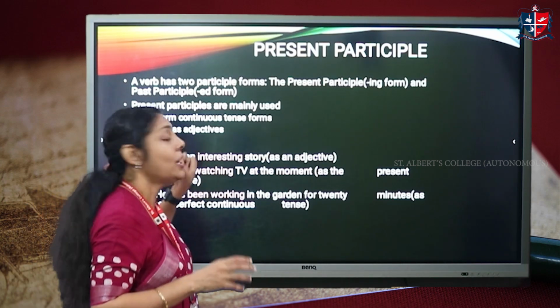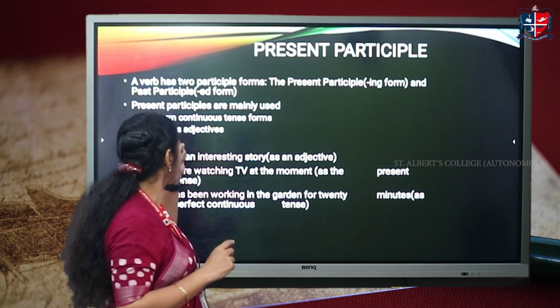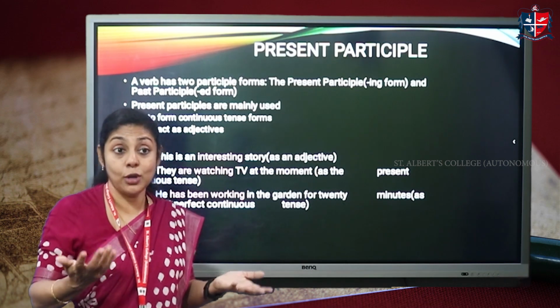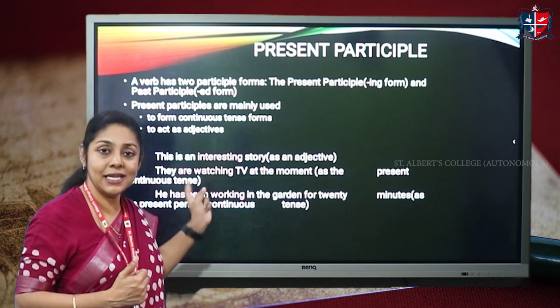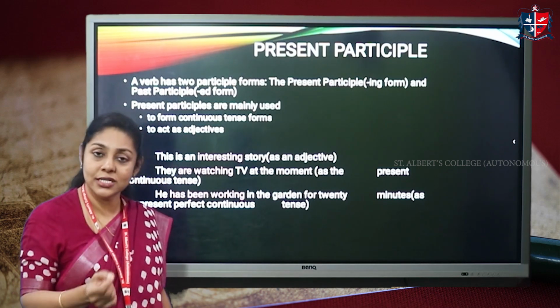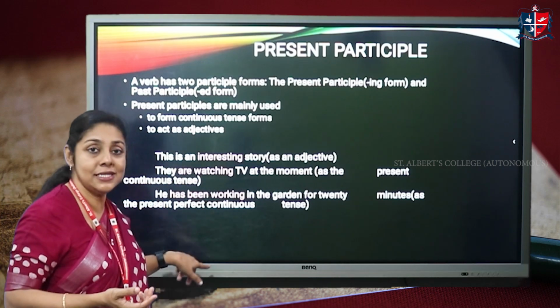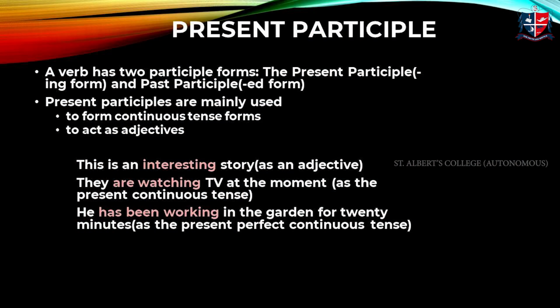So as I told you, the present participle can be used for two functions. One is to show the continuous tense forms and also to act as an adjective. In this first sentence, interesting story, interesting is an adjective because it defines the noun story. And in the second and third sentence, watching and working denote the continuous tense forms, right? They show the present continuous tense and also the present perfect continuous tense.